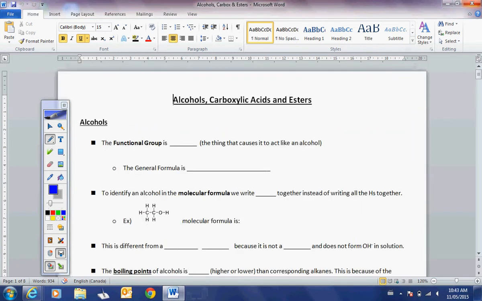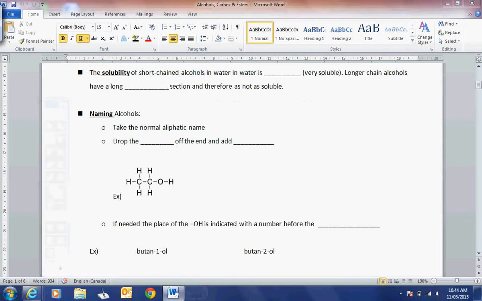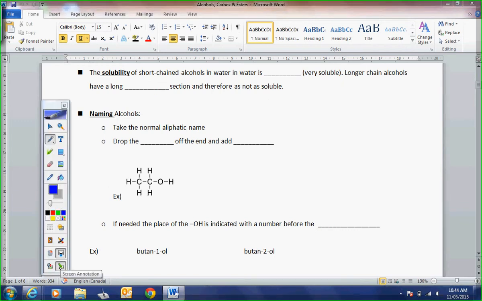Just going to increase the size so you can see this a little bit. Okay, solubility. Short-chained alcohols in water. The solubility of short-chained alcohols in water is high. Longer-chain alcohols have long... Okay, so you're comparing this, 2, 3, 4, 5, OH, versus, and it's intermolecular forces, or no, polarity. We're talking about polarity here. Polarity versus one OH.